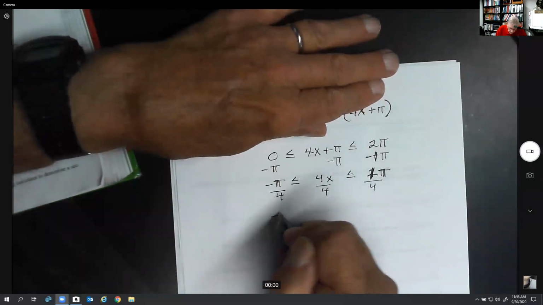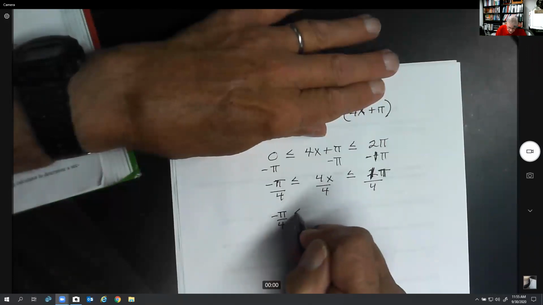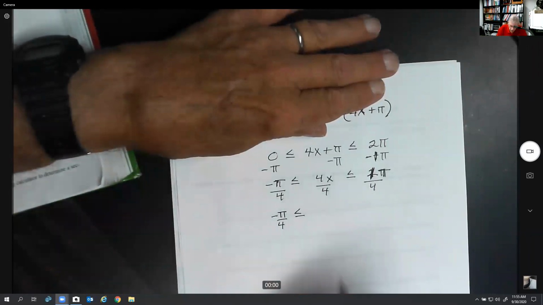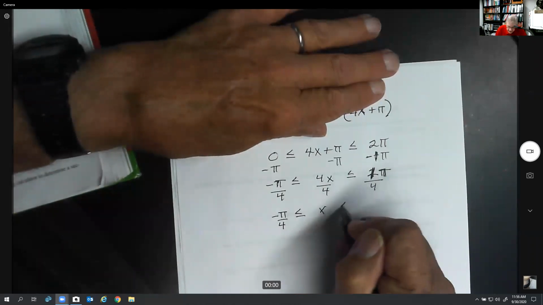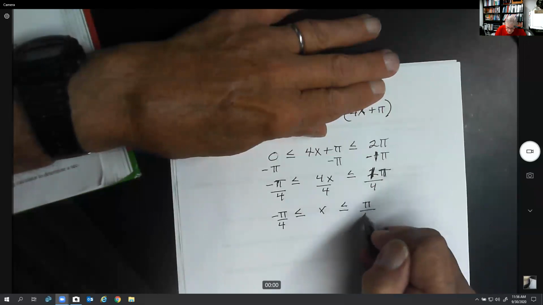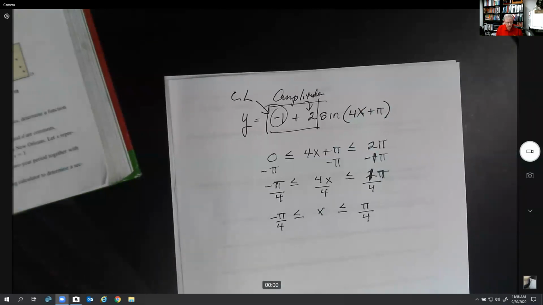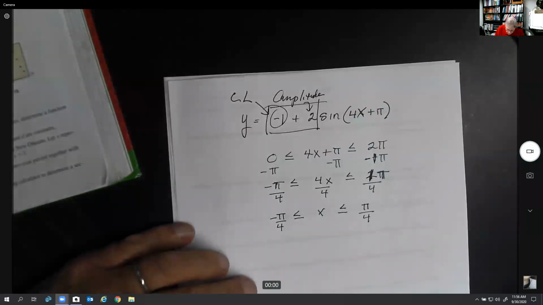So our range or domain of this function is from negative pi over 4 to x to pi over 4. Okay. So I'll make it a little bit easier to draw the graph on this one. Maybe this would help you.